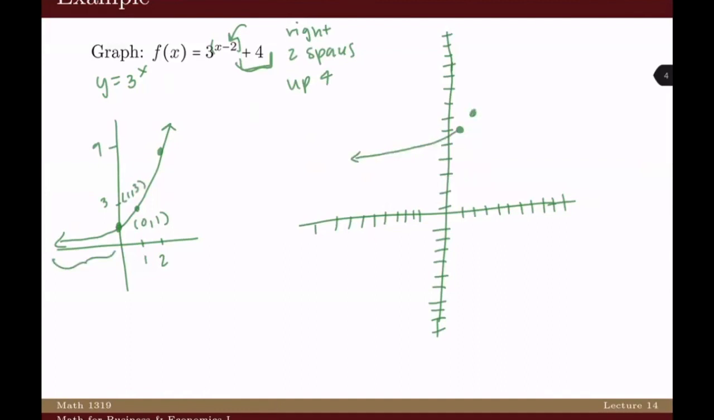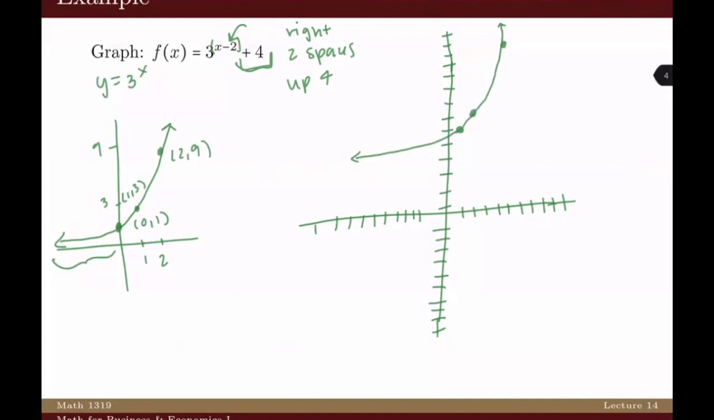And then lastly, I will move 2, 9, which was here, but we're going to go right 2 and up 4. So it's going to be my new point up there. So I've transformed all my points into being new points. And I can complete my curve.